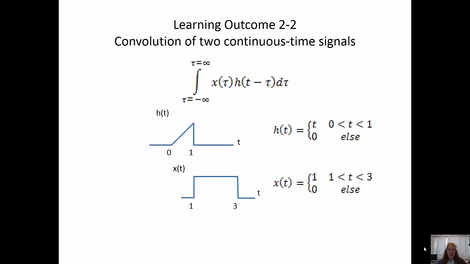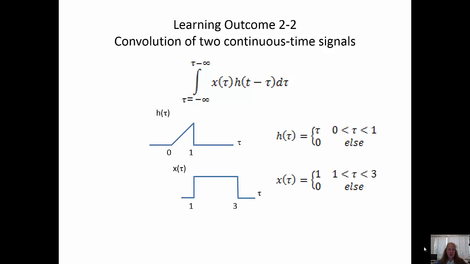Here's an example. We're going to have a different h of t, and you see it's a ramp, a time-limited ramp. Same convolution integral we had before, tau equals negative infinity to positive infinity, x of tau, h of t minus tau. Our h of t is a time-limited ramp. It's equal to t from 0 to 1, 0 else. Our x of t is a constant value between 1 and 3.